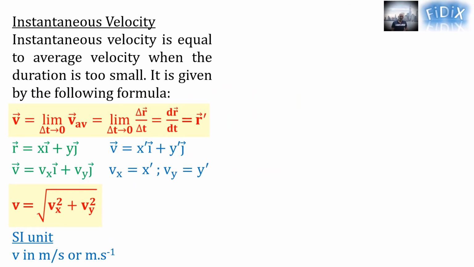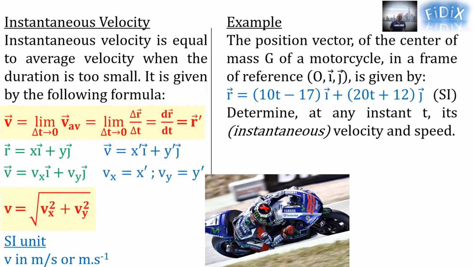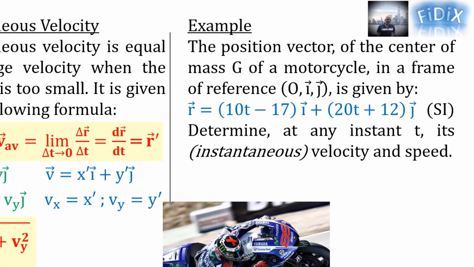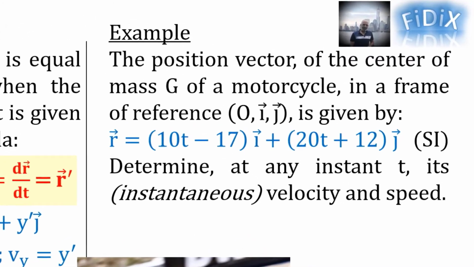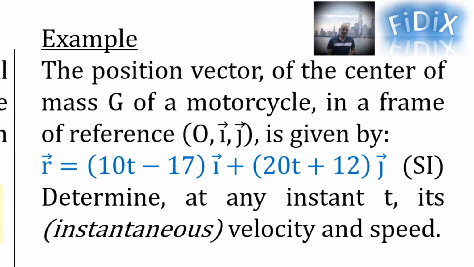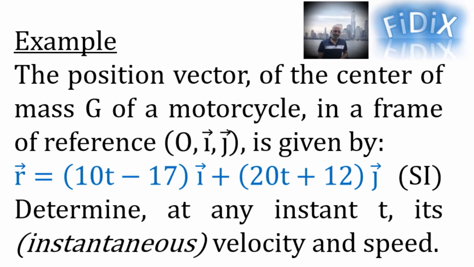Example: the position vector of the center of mass G of a motorcycle in a frame of reference OIJ is given by r equals (10t minus 17)i plus (20t plus 12)j in the SI. Determine at any instant t its instantaneous velocity and speed.